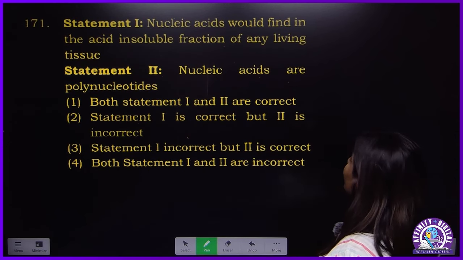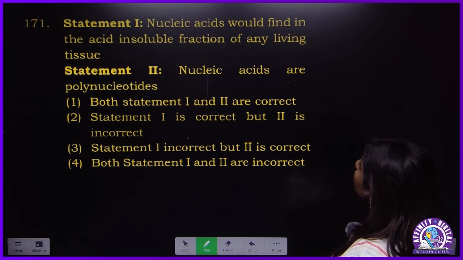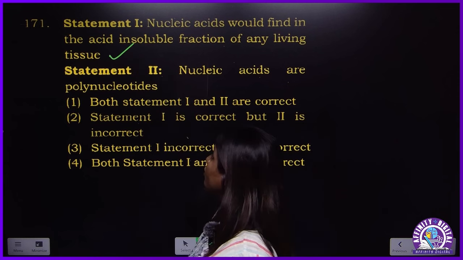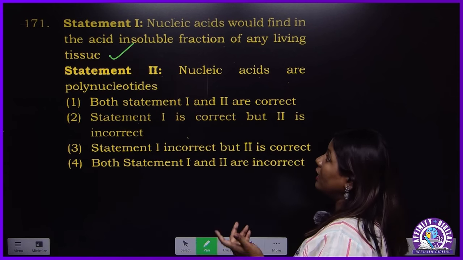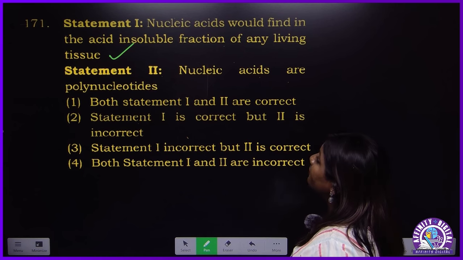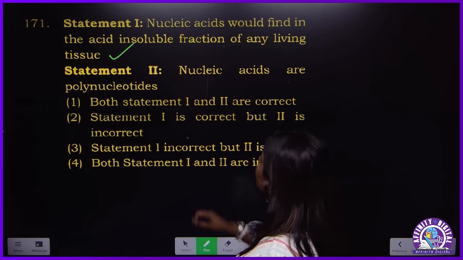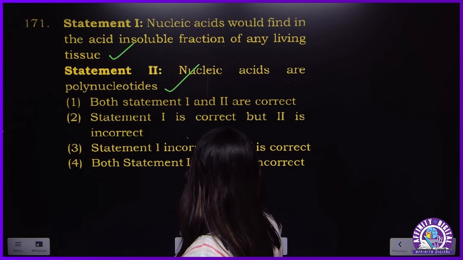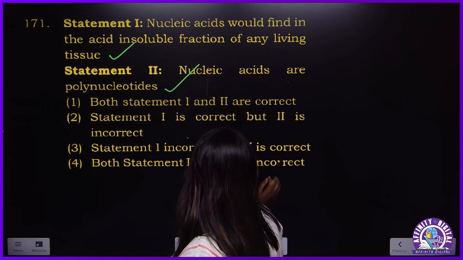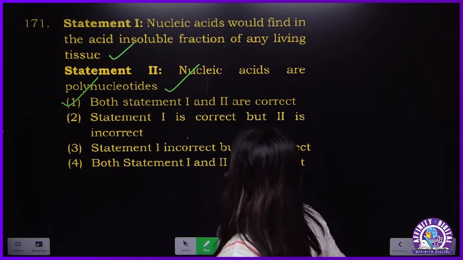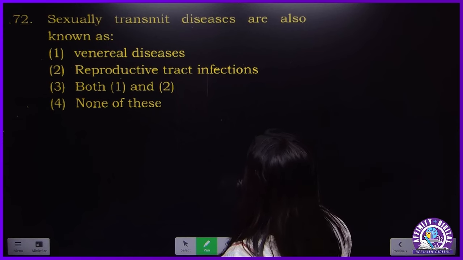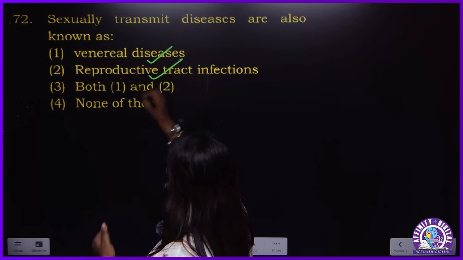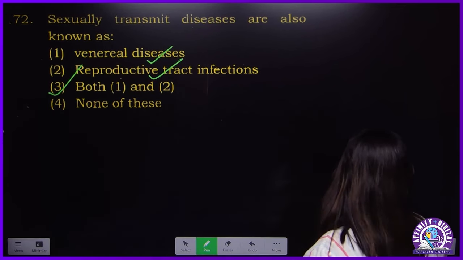Statement 1, nucleic acid would be found in the acid insoluble fraction of any living organism. Yes, true, क्योंकि ये macromolecule है. It's a polynucleotide. Because nucleic acids are polynucleotide, that is also true. Both the statements are correct. Correct is 1. Sexually transmitted diseases are also known as venereal disease. It is also known as reproductive tract infection. So it is both 1 and 2.